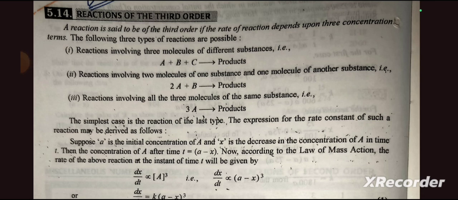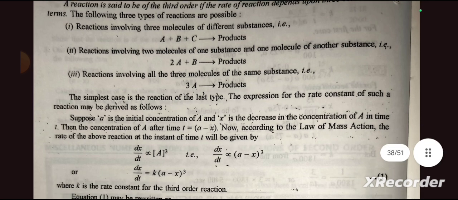5.14 Reactions of the third order. A reaction is said to be of the third order if the rate of reaction depends upon three concentration terms. The following three types of reactions are possible. First, reaction involves three molecules of different substances, that is A plus B plus C gives product. Second, reaction involves two molecules of one substance and one molecule of another substance, that is 2A plus B gives product. Third, reaction involves all three molecules of the same substance, that is 3A gives product.